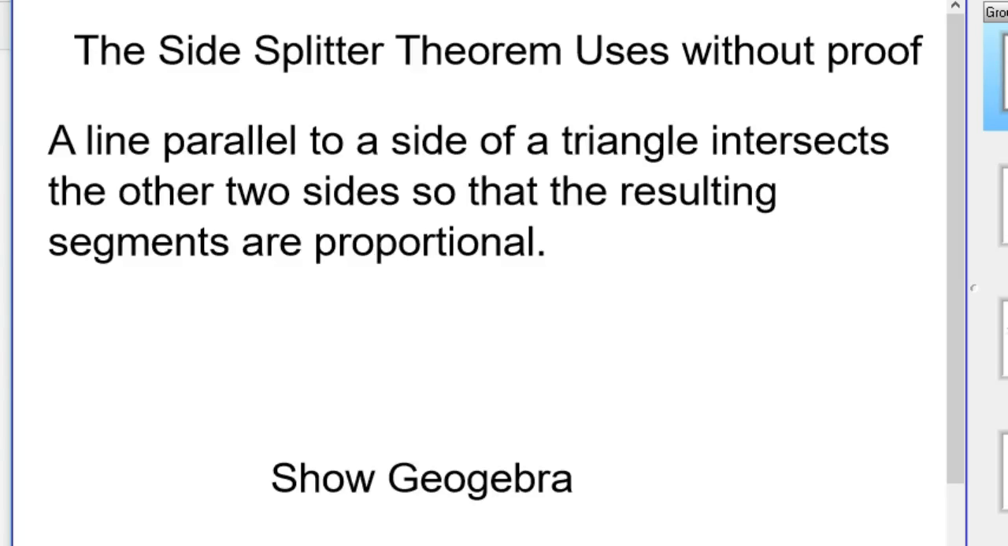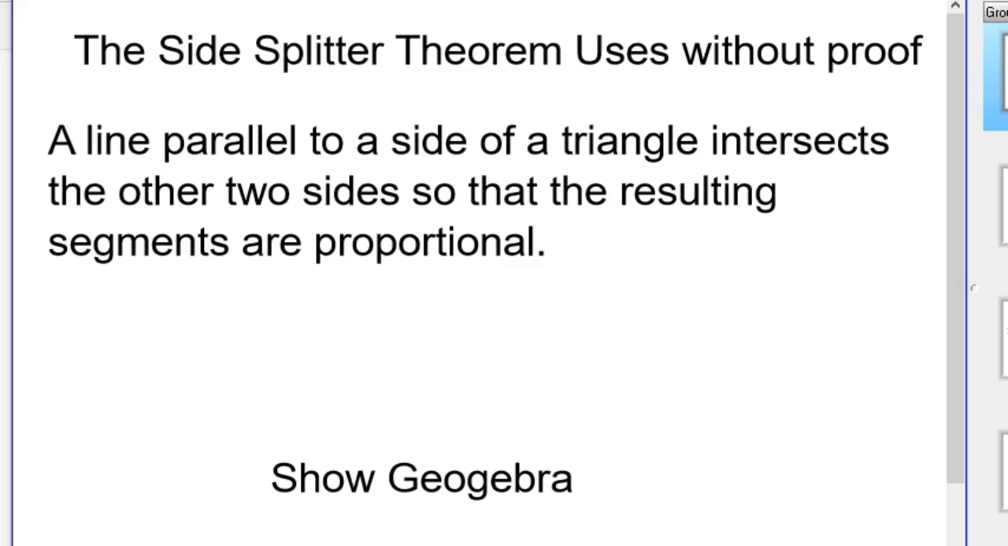Alright, the side splitter theorem uses, and we're going to do it without proof this time. Last time my video ran 20 minutes long, so we'll do it without it this time. A line parallel to a side of a triangle intersects the other two sides so that the resulting segments are proportional. So what does that mean?